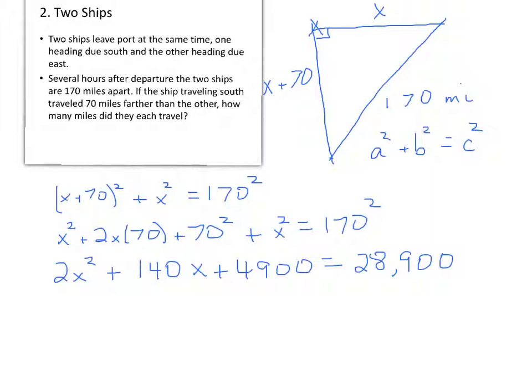Okay, now we need to complete the square to solve this problem. So in order to do that, we get our variable terms on one side and our numbers on the other. That means we need to subtract 4,900 from both sides. And so we have 2x squared plus 140x equals 28,900 minus 4,900, which is 24,000.